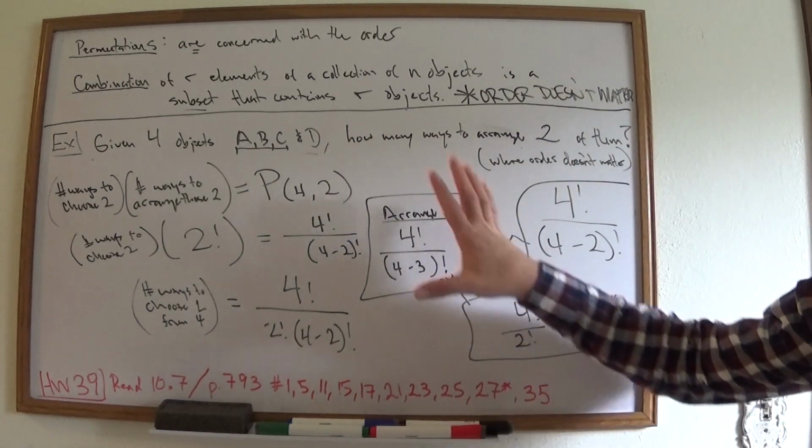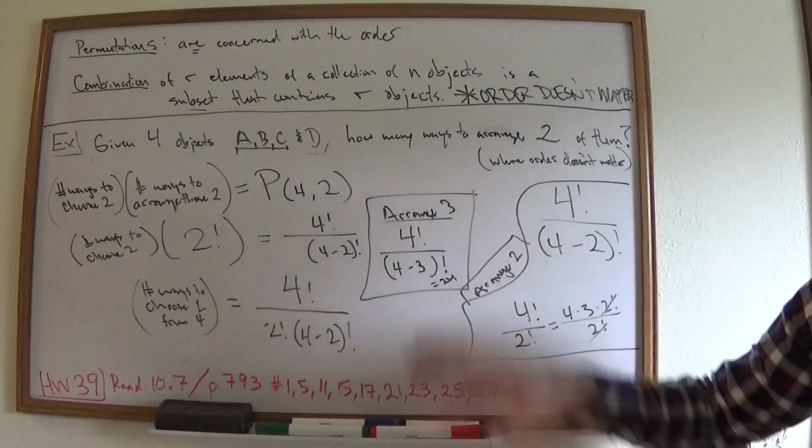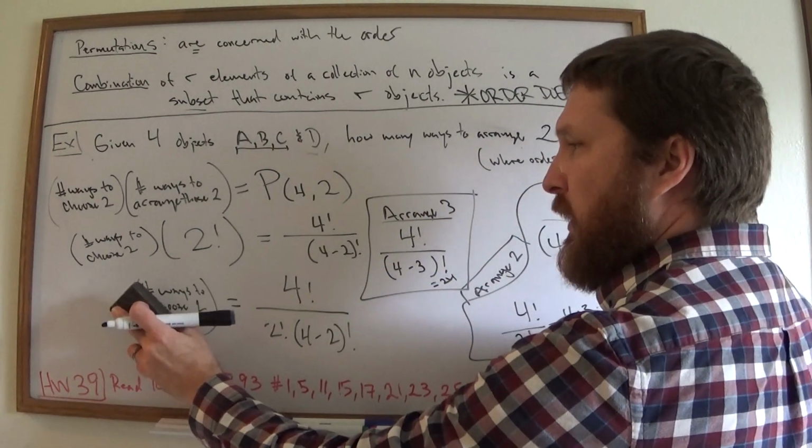So let's do it now with 3. But now we want to find the total number of ways.